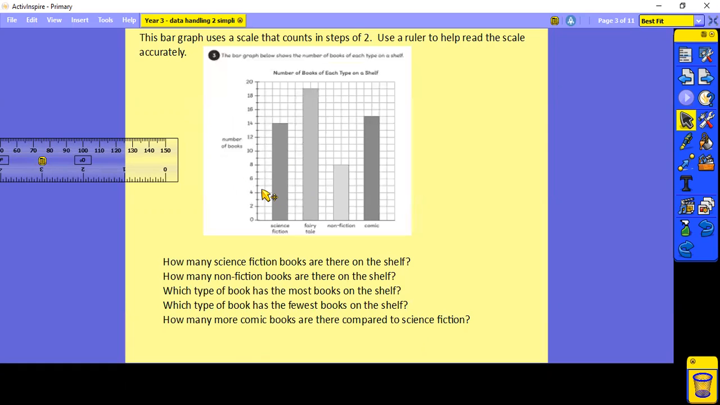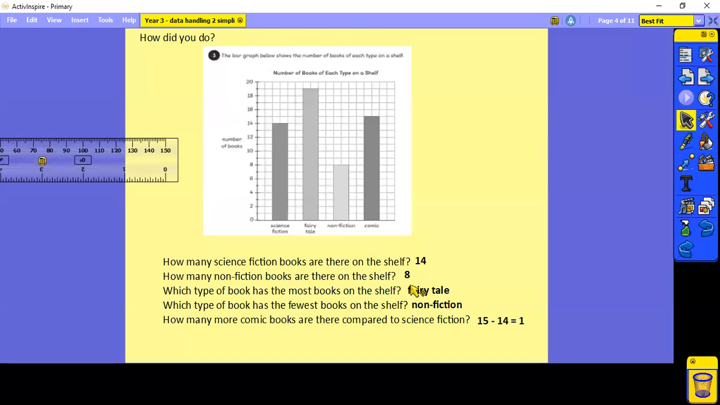So this bar graph uses a scale that counts in steps of 2. Now you'll need to use your ruler to help you count accurately, but have a pause whilst you answer the questions below. How did you do? So I'm going to use my ruler here.